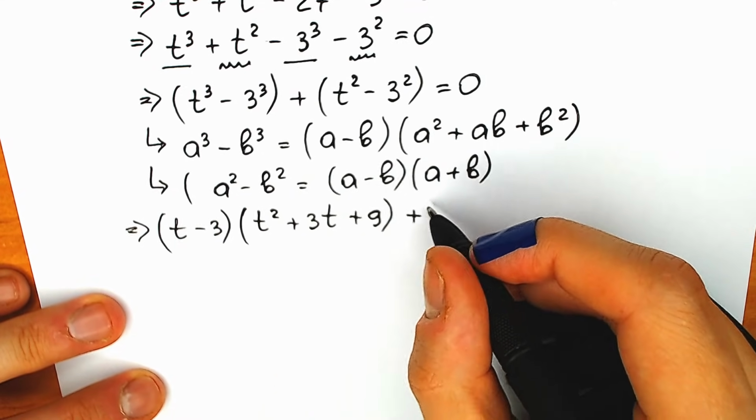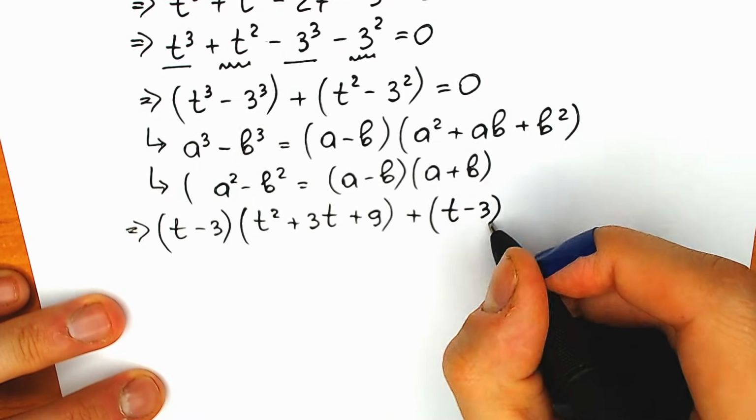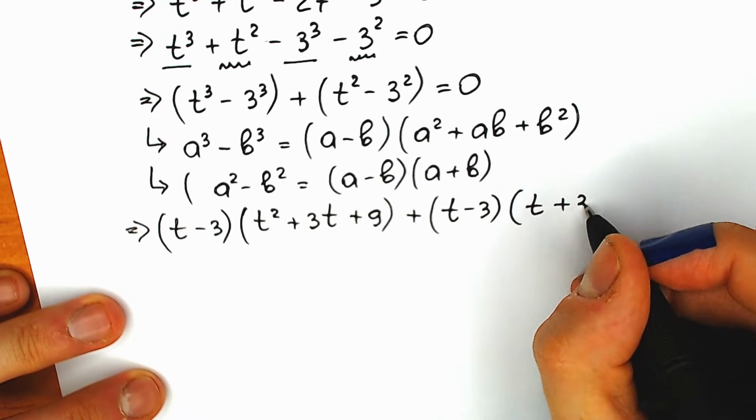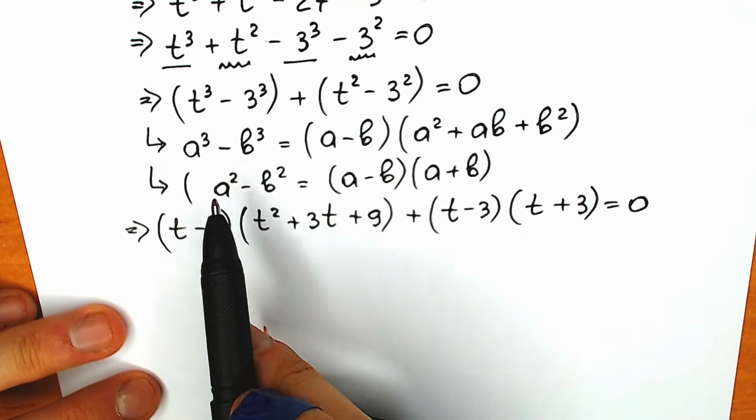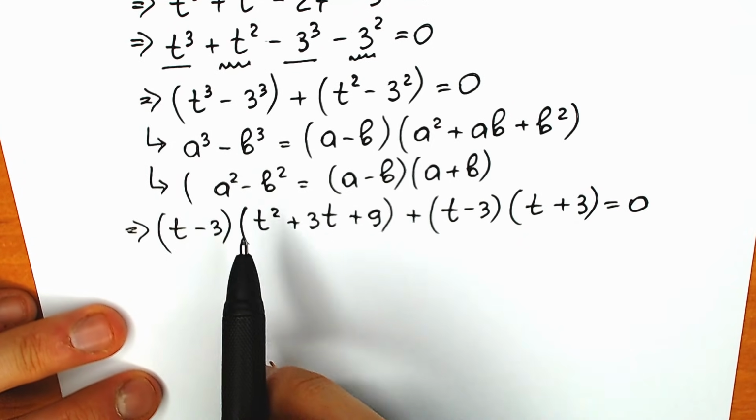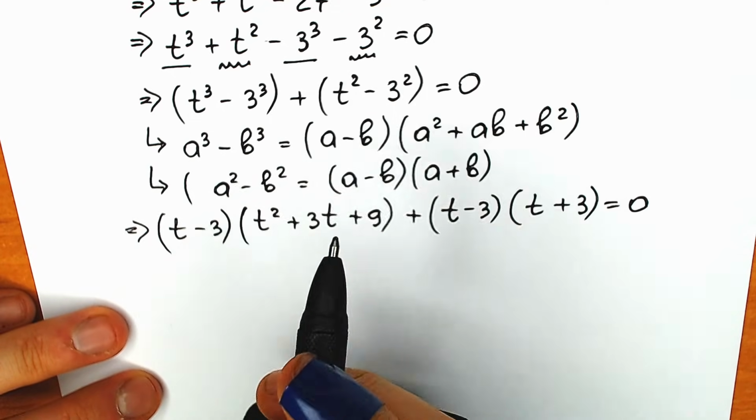Plus, what do we have in another parenthesis? t minus 3 and t plus 3. Okay, so we expand this expression in terms of the formulas that I wrote before. So difference of cubes, difference of squares. But right now, let's look at this question from a different angle.